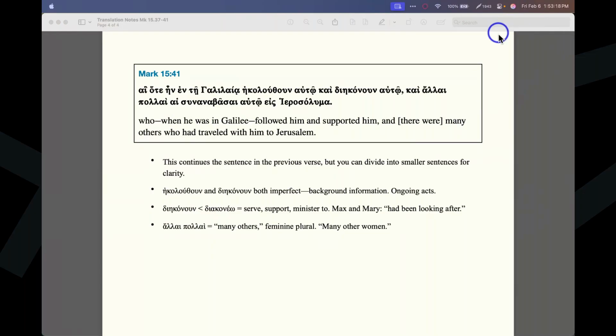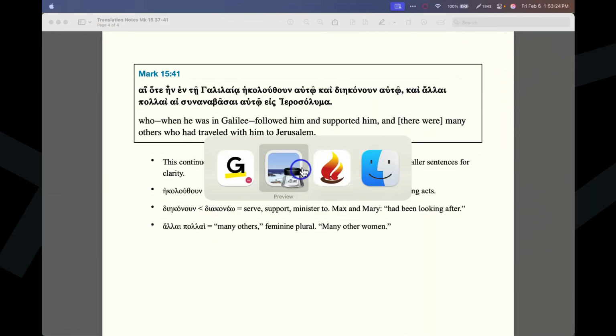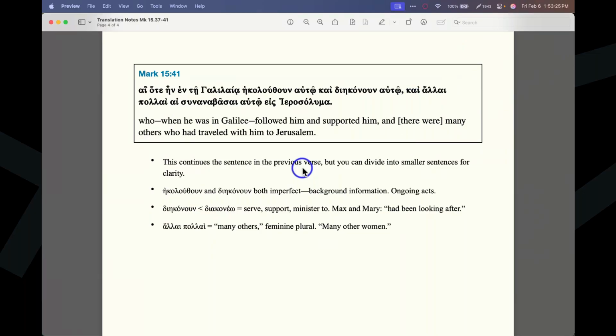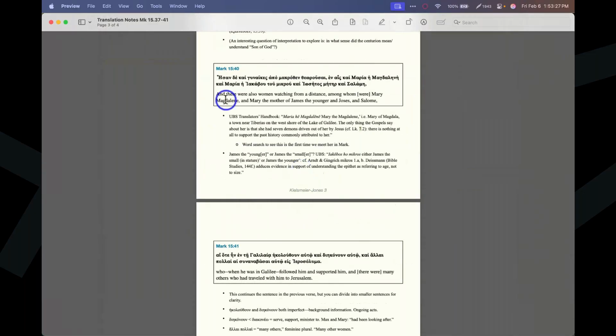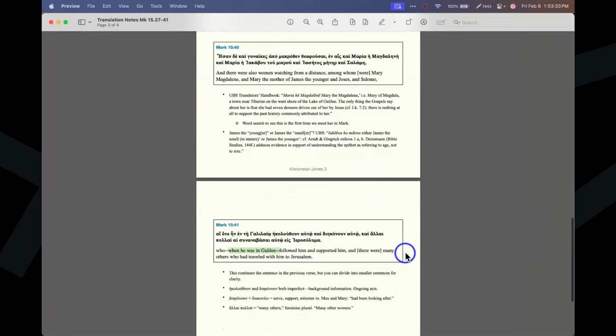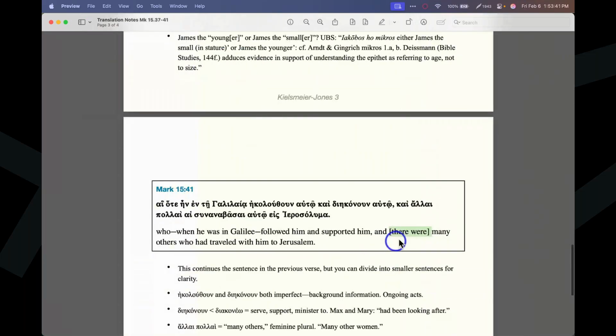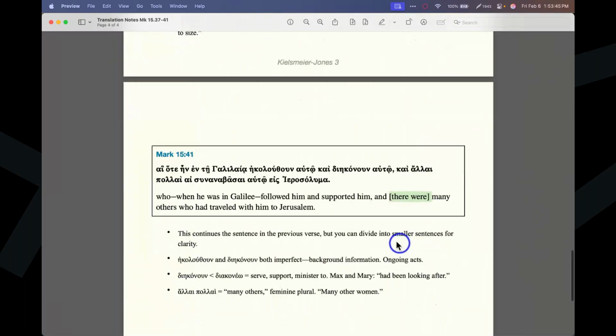So this is one long sentence that you could divide into smaller sentences. Admittedly, this is a little clunky if you read it all together, and I had to put the when he was in Galilee in dashes. There's no reason not to make this shorter sentences. We already have verbless clauses anyway, so we're already going to have to be doing some adjusting to get this to work in English. But I've just kept it here.